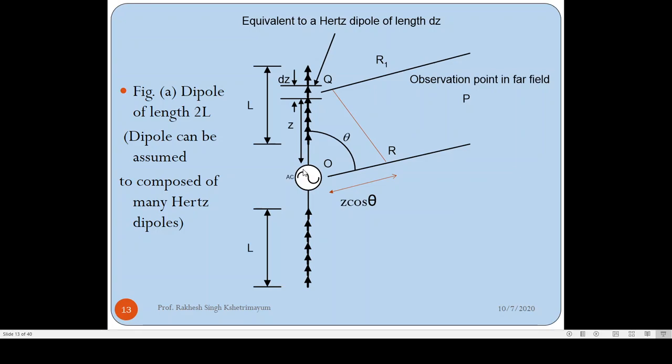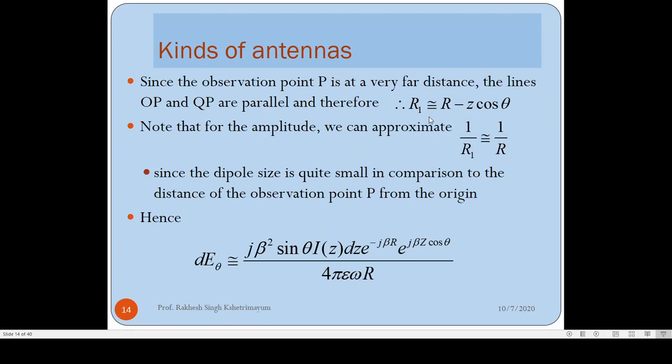Now you know that this dz is located at a distance z from the origin, and this angle is theta. In that case, what is this length? This length is z cos theta. So if I want to find R1, R1 will be R minus z cos theta. For the expression for the amplitude of the electric field and magnetic field, you don't need to make this approximation. 1 by R1 will be approximately 1 by R. But for the phase term, you cannot neglect this minus z cos theta from the R. So R1 will be R minus z cos theta.